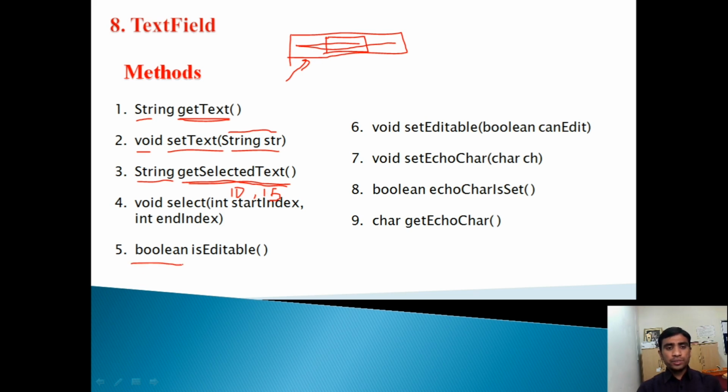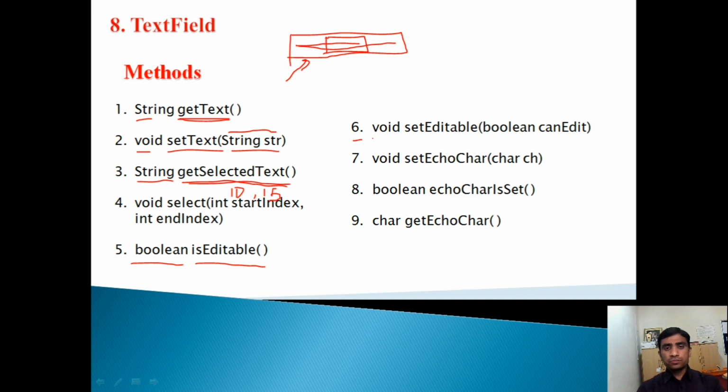Fifth method is boolean isEditable. This method will return whether your text field is editable or not. Editable means you can write more characters, and not editable means you cannot write more characters into the text field. So if you want to check whether this text field is editable or not, we can check by using this method, isEditable.